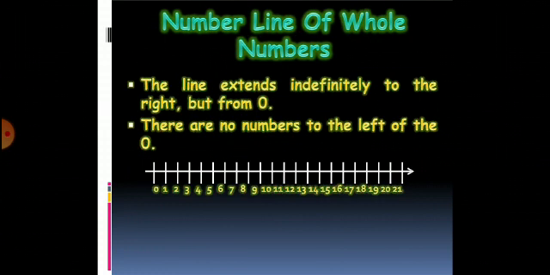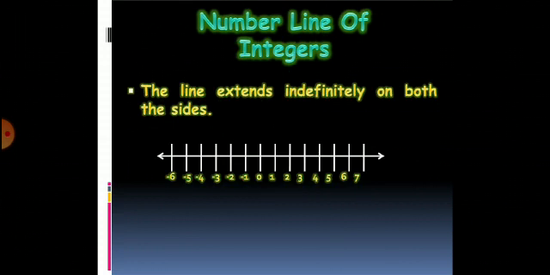Next, number line of whole numbers. The line extends indefinitely to the right but from 0. There are no numbers to the left of the 0. Observe the number line. Number line of integers. The line extends indefinitely on both the sides. That is, we have arrow mark on both the sides. That is, it keeps on moving on both the sides.